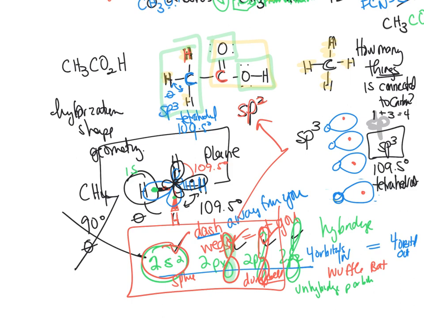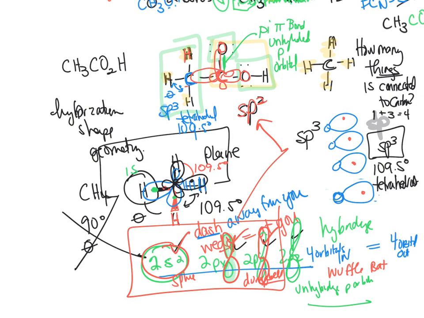So this uses 1 wiffle ball bat to bond to this carbon. It uses 1 wiffle ball bat shape orbital to bond to that oxygen, and it uses another wiffle ball bat to bond to this oxygen. And what's left is this unhybridized p orbital, and that's the pi bond. Do you see that? The pi bond is an unhybridized p orbital. And so that's where the pi bond electrons are.